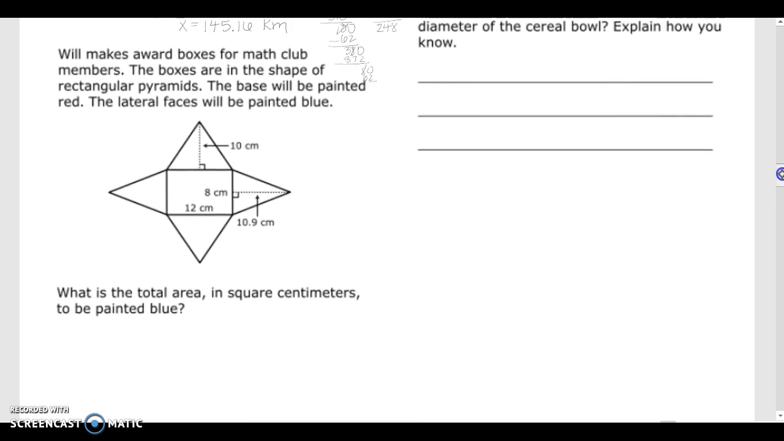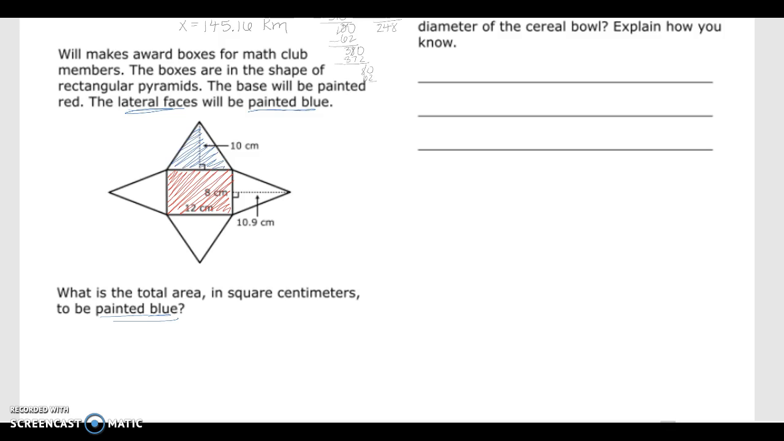It says, Will makes award boxes for math club members. The boxes are in the shape of rectangular pyramids. The base will be painted red. The lateral faces are painted blue. What is the total area of the area that's painted blue? So the lateral faces are painted blue. If it's a pyramid, the base is going to be the rectangle. So we're not looking at the rectangle. We're looking at our triangles.